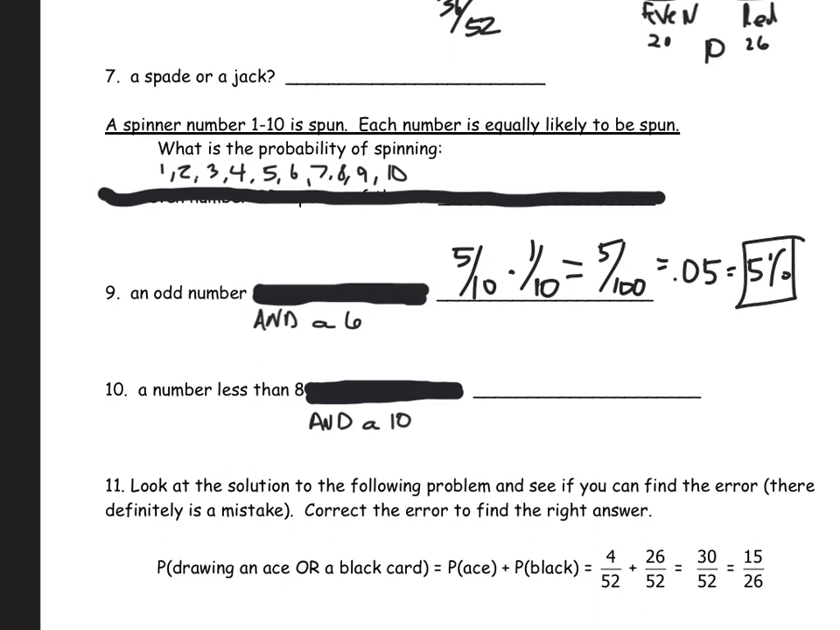Okay? So, what's the probability of you spinning a number less than 8 and a 10. Well, a number less than 8, there are 7 numbers that are less than 8 out of the 10 numbers total, times, probably spinning a 10 is 1 out of 10. Well, that's 7 out of 100, which is 0.07. So that's saying you have a 7% chance to spin a number less than 8 and then a 10. Okay, so this gives you an example of a couple of and problems in there as well.